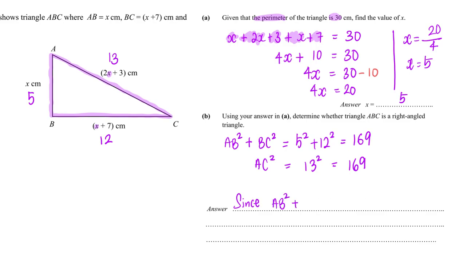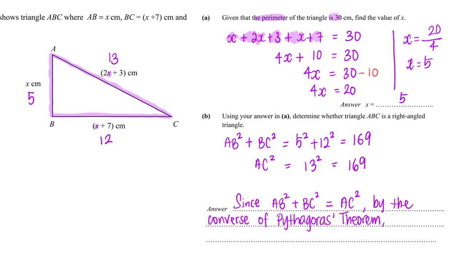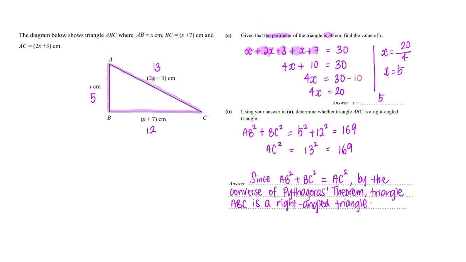So since my AB square plus BC square is equal to AC square, by the converse of the Pythagoras theorem, triangle ABC is a right angle triangle. Okay, and let's move on to the next question.